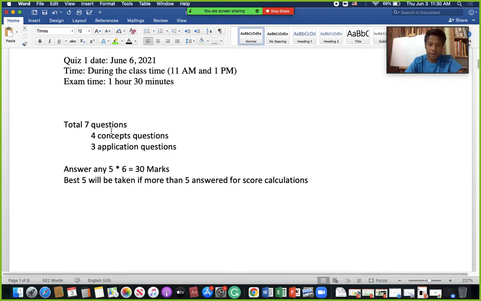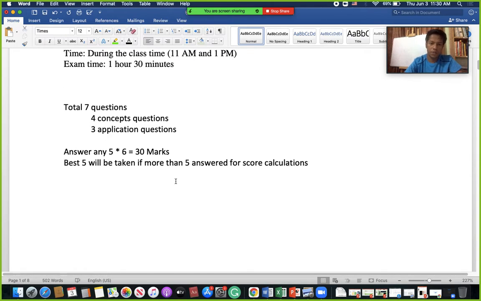There will be a total of 7 questions in the actual exam, 4 concept and 3 application questions, but in this practice paper you have one more question extra. So in this practice paper you have a total of 8 questions, but in the actual exam there will be 7 questions. It is a total 30 marks exam, and we will keep the best 5 questions. If you answer more than 5, we will drop the lowest scoring questions and keep the best 5 of your answers.